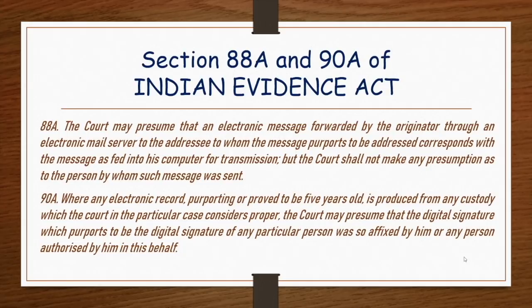Another section is section 90A, where an electronic record purporting or proved to be 5 years old is produced from any custody which the court in the particular case considers proper. The court may presume that the digital signature which purports to be the digital signature of any particular person was so affixed by him or any person authorized by him in this behalf. So here the presumption is of 5 years, other than the presumption in section 90 of 30 years.